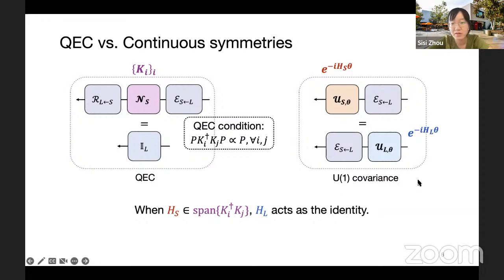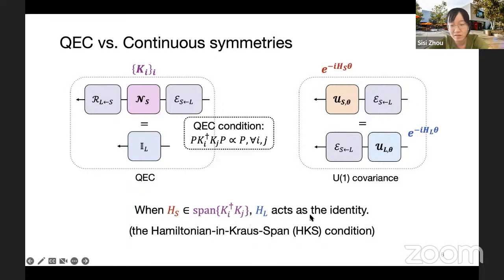However, we don't want a trivial symmetry operation on the logical space. So if we assume that HL acts non-trivially in the code subspace, then this condition must be violated. Basically, this condition, which we call the Hamiltonian-in-Kraus-span condition, is a sufficient condition to help us determine the non-existence of exact error correcting and covariant codes. I also want to remark here that by Hamiltonian, I do not mean the Hamiltonian of the entire physical system. I just mean the charge operator of this U1 group in the physical space.